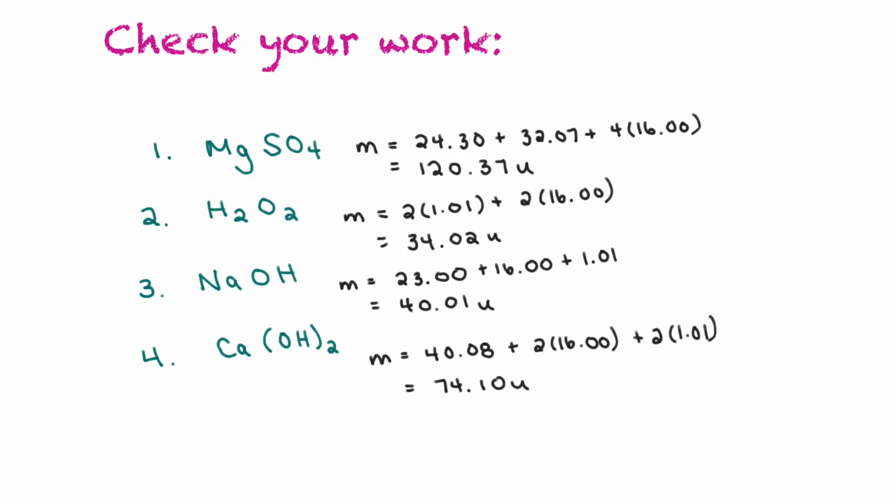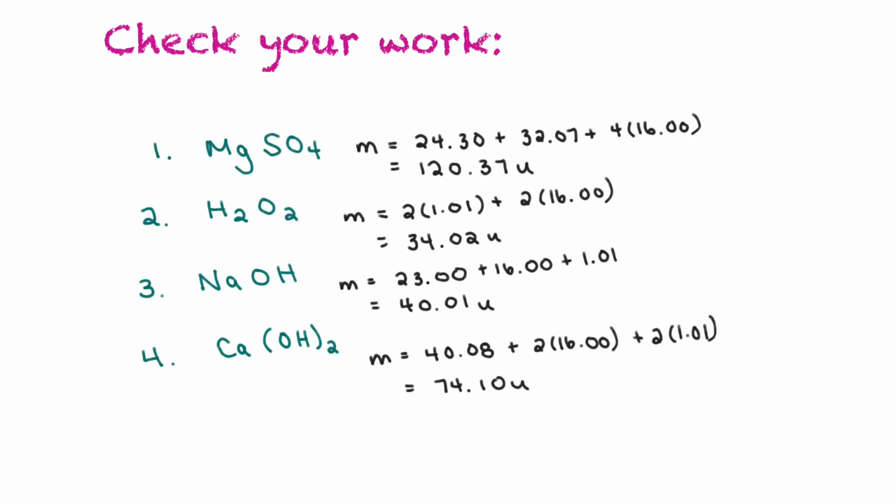So now let's check our work. If you take a look at the first one, we had magnesium sulfate. So there was 1 magnesium, 1 sulfur, and 4 oxygens. The atomic mass for magnesium is 24.30. The atomic mass for sulfur is 32.07. And then 4 times the atomic mass of oxygen, so 4 times 16. Add those all together and you should end up with a molecular mass of 120.37 atomic mass units.